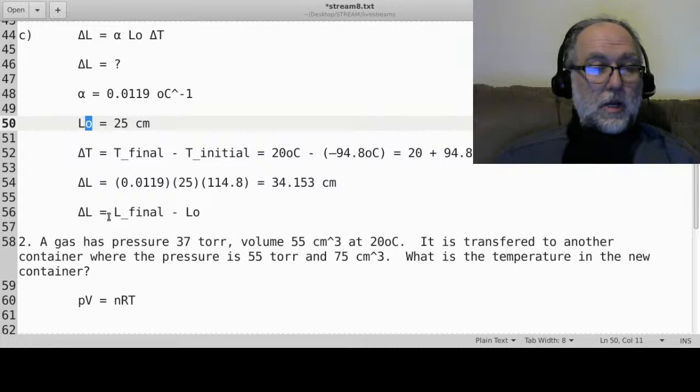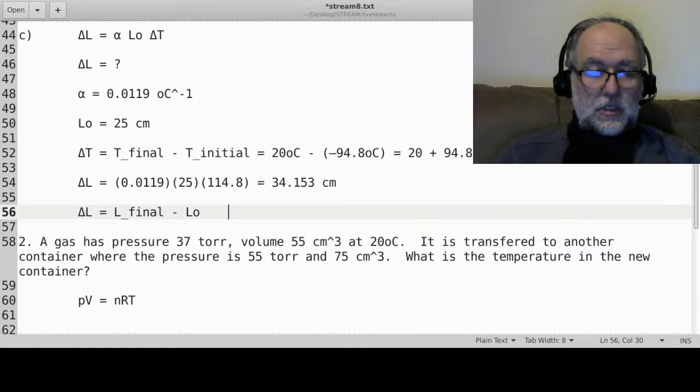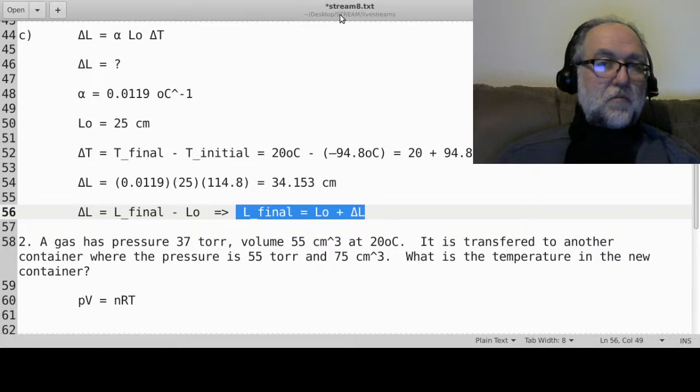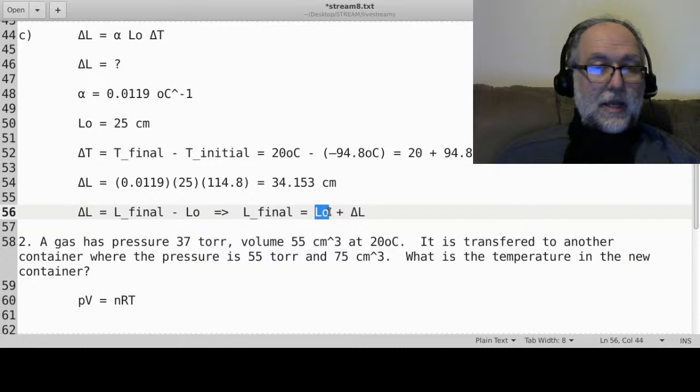Now what do we have here? Actually, let me rearrange this so you can see what I'm going to do. I'm going to isolate the final L, and that means you're just going to add L naught to both sides, so you get L naught plus delta L. So there's our rearrangement. And this is yet another way to think about it. What it basically says is, look, your final length that the thermometer is going to be is your initial length plus how much it grew. The initial length was 25 centimeters.